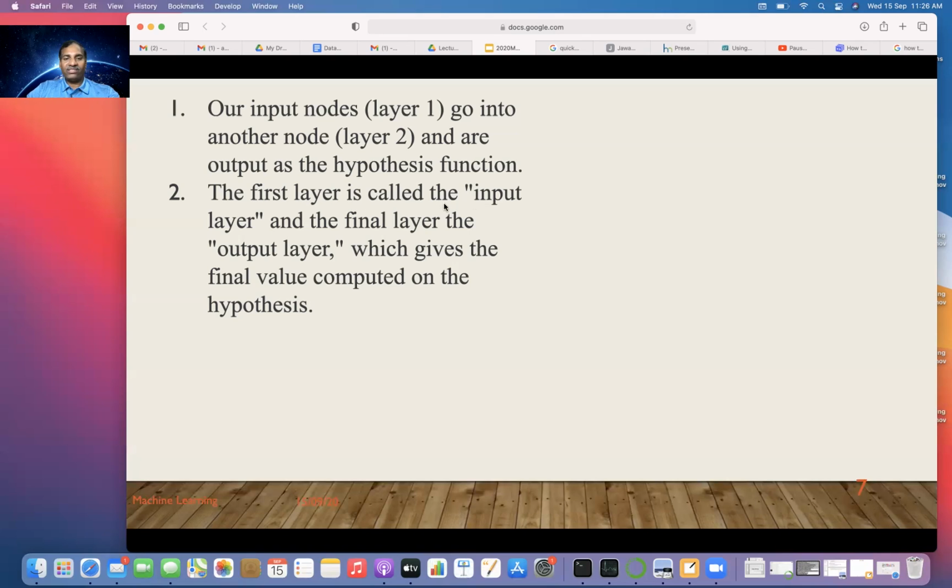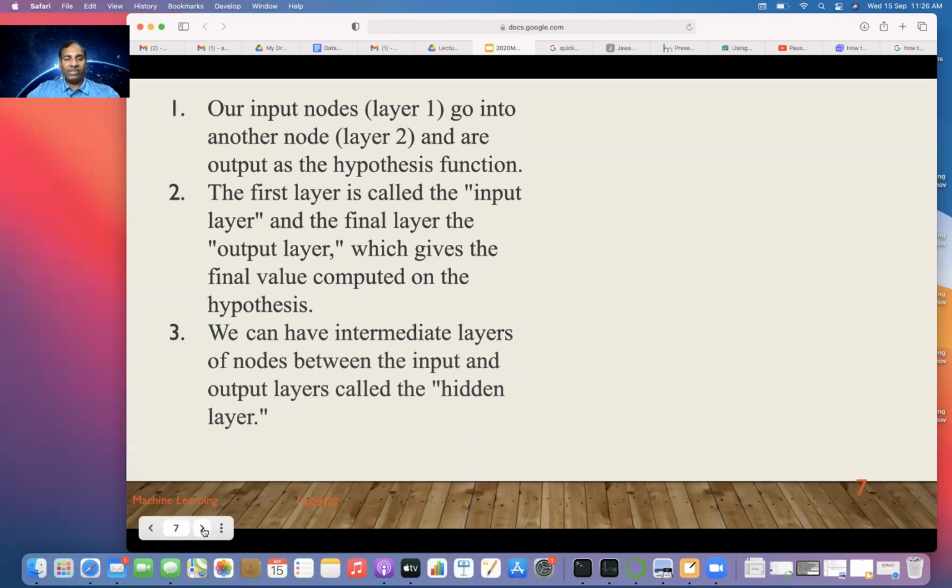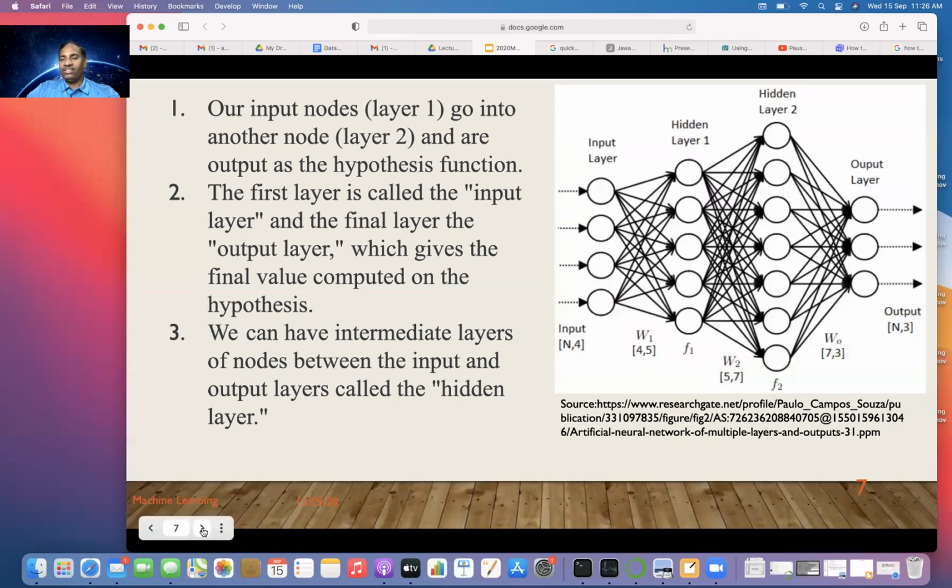The first layer is called the input layer, and the final layer, the output layer, gives the final value computed for the hypothesis. To make it clearer, we can have intermediate layers of nodes between the input and output layers called the hidden layers. So you see the network on the right side: the input layer takes whatever input we get, x1, x2, xn.